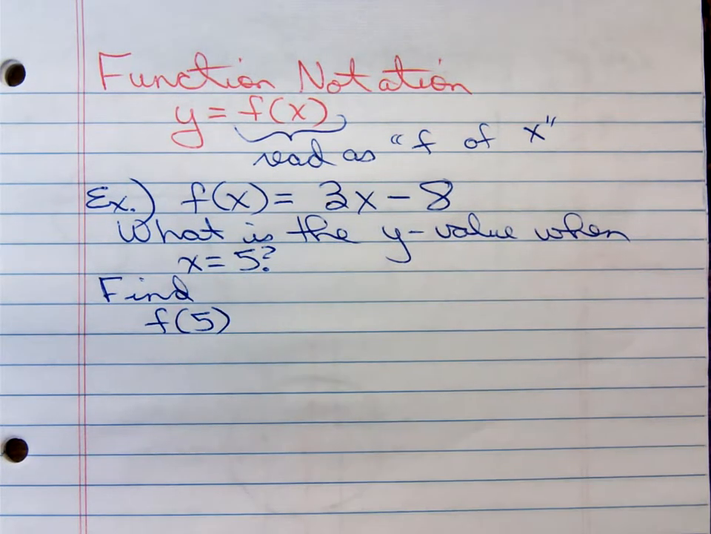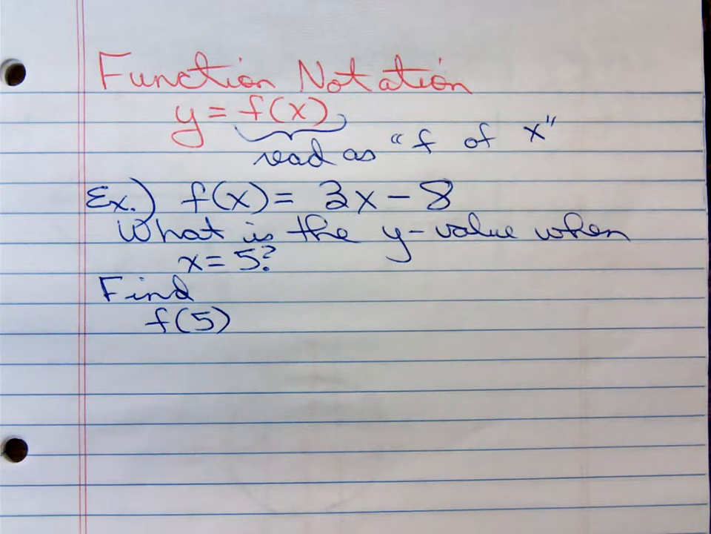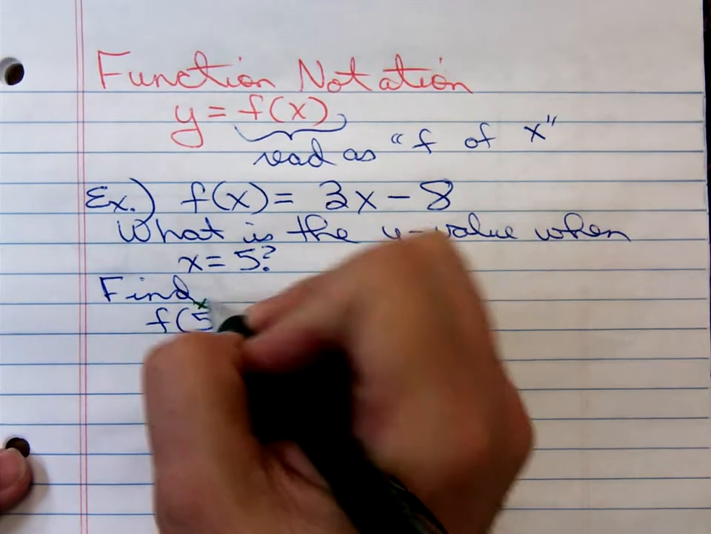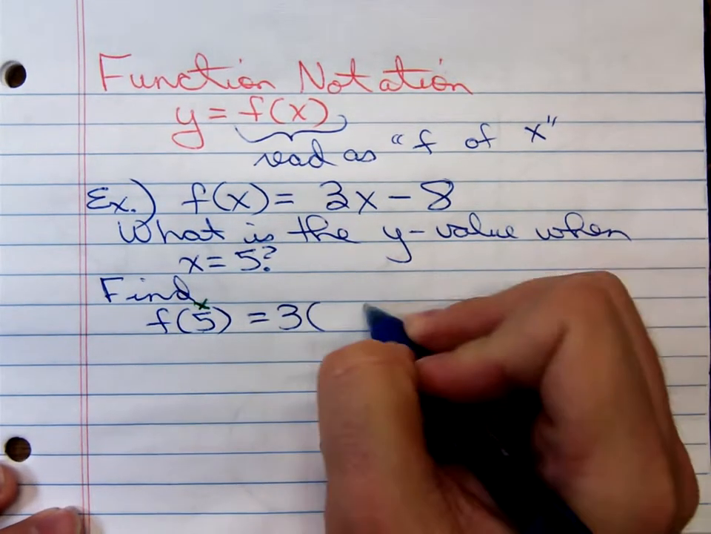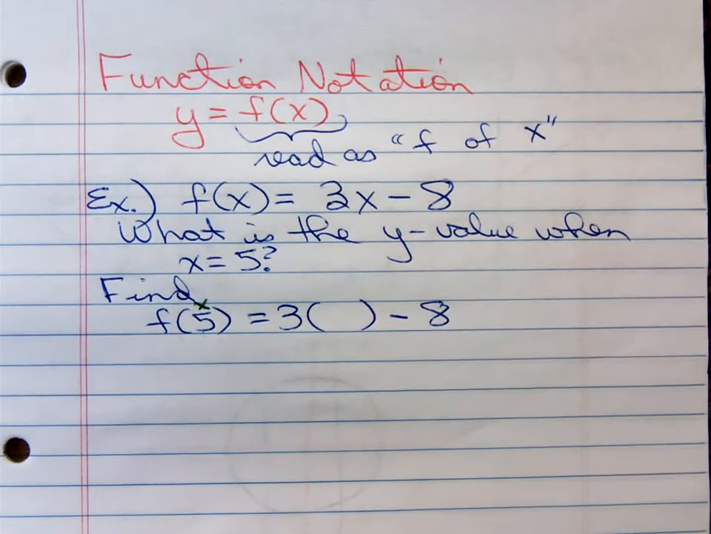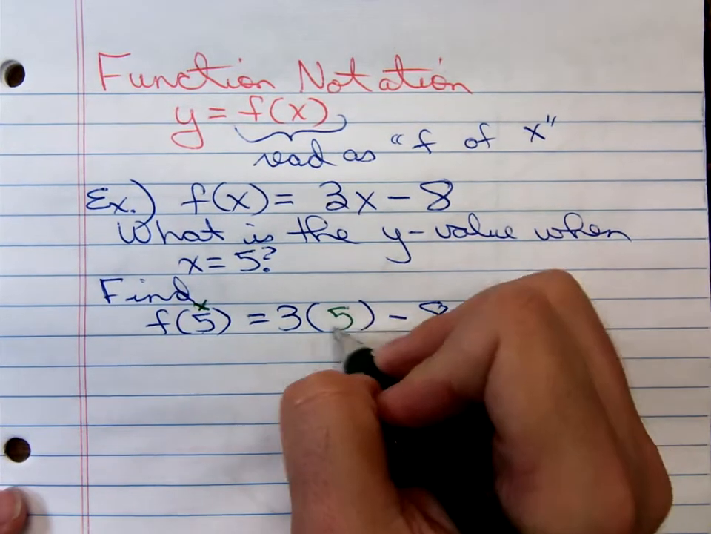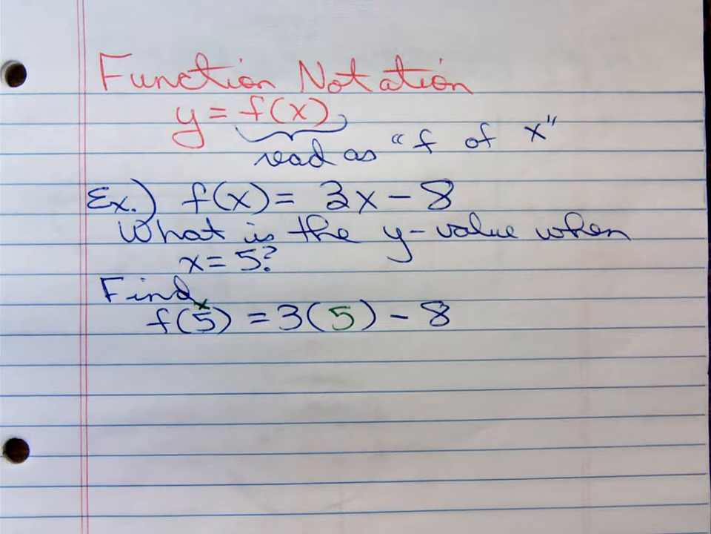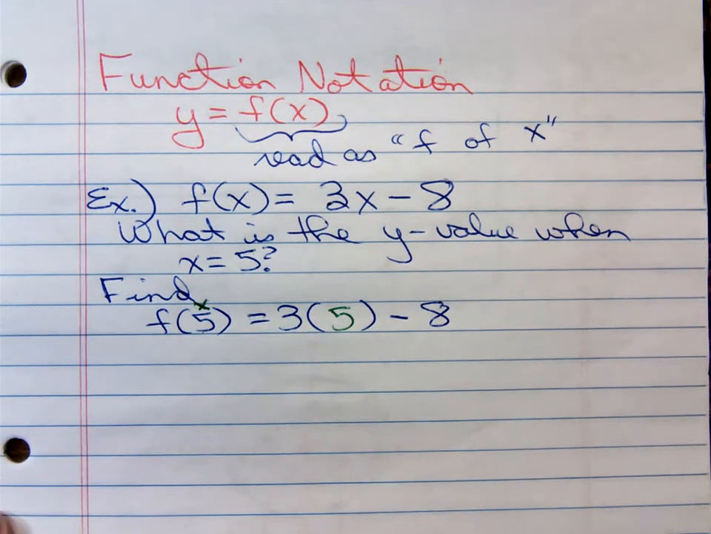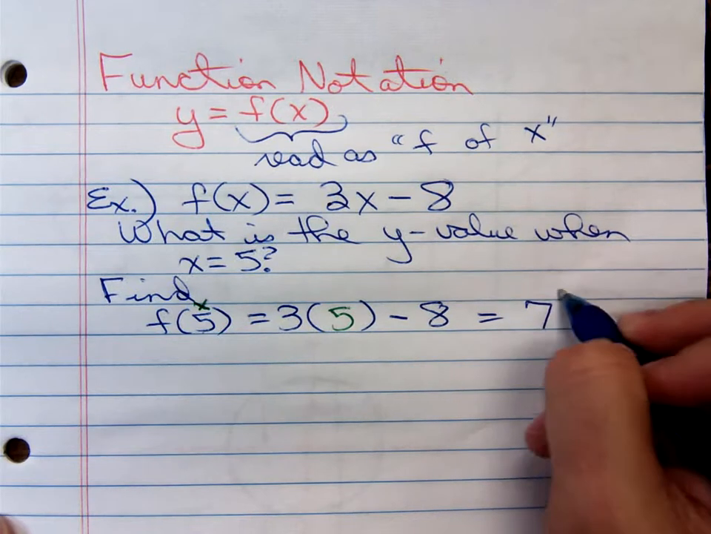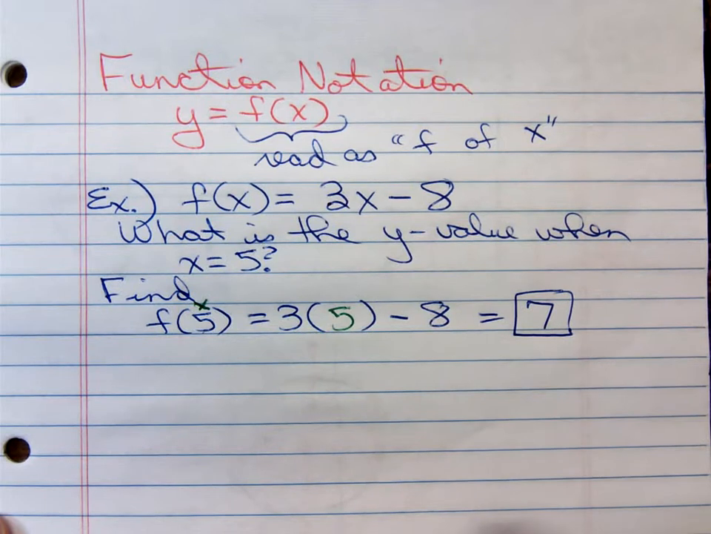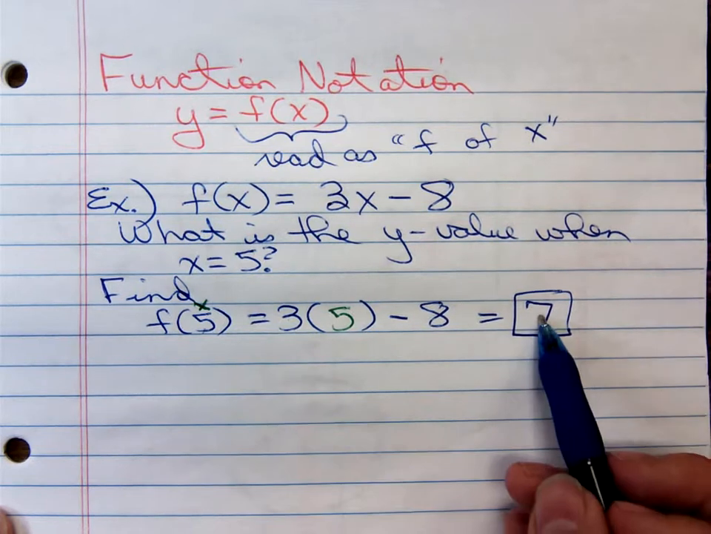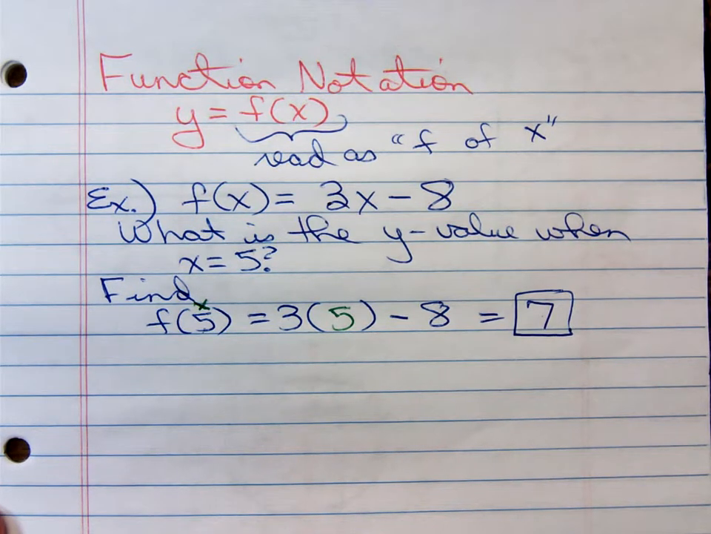So we're replacing x with 5. So we have 3 times 5 minus 8. When you make the substitution, close it in parentheses. And then that's just an order of operations problem. What is that? 15 minus 8, which gives me 7. So when x is 5, the y coordinate is 7. I just now created an ordered pair. The ordered pair I created was 5, 7. Any questions on function notation?